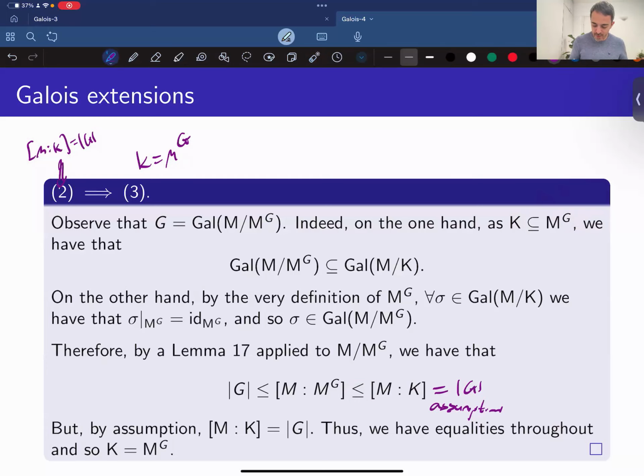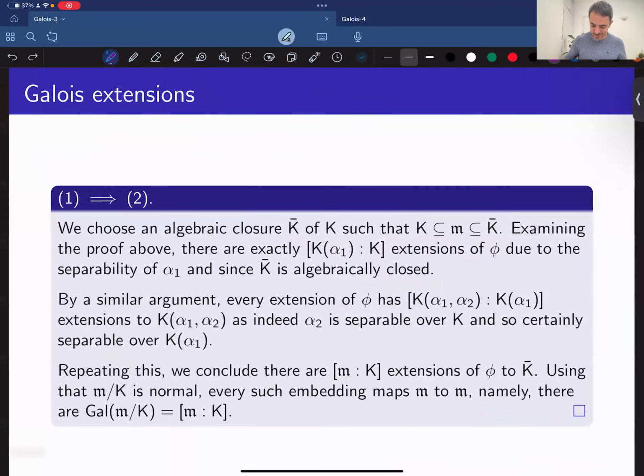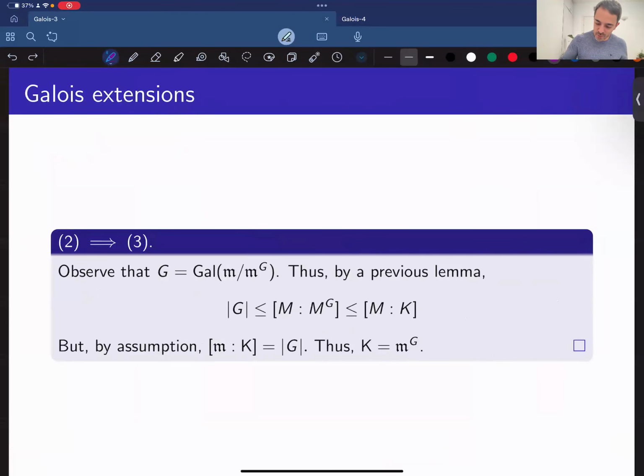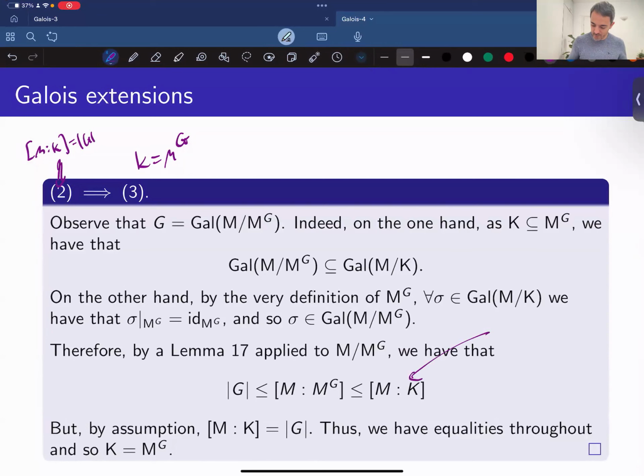So alternatively, you can write this thing as M over M^G times M^G over K. Oh, I got way too far ahead, sorry. I got to a different slide. Okay. So you can write this thing as M over M^G times M^G over K. And because you have equalities on the way, it means this is 1, and so M^G equals K.